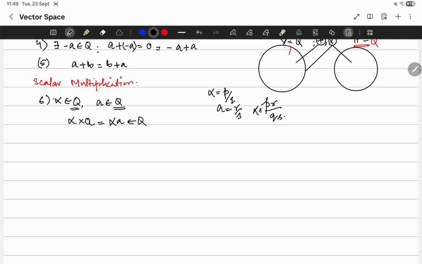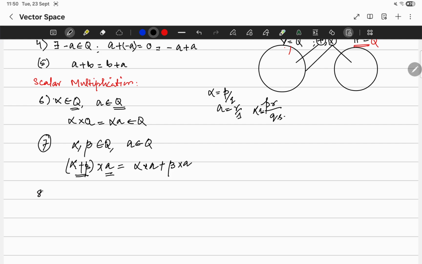Okay, so that is alpha A. Then the seventh property is that if alpha and beta are two rational numbers and A is again a rational number, that's our V, then alpha plus beta times A is again a rational number, so that is alpha times A plus beta times A.